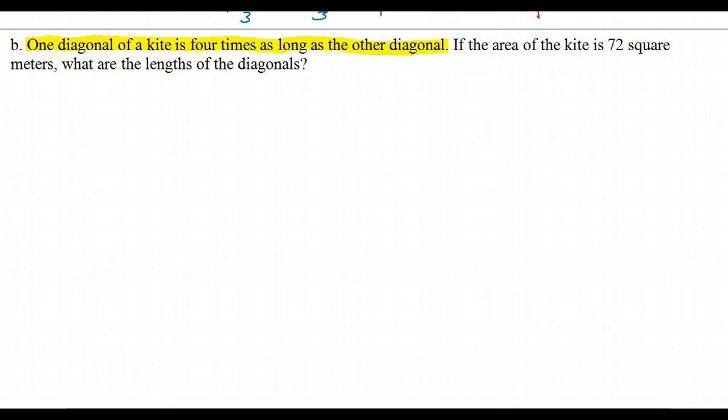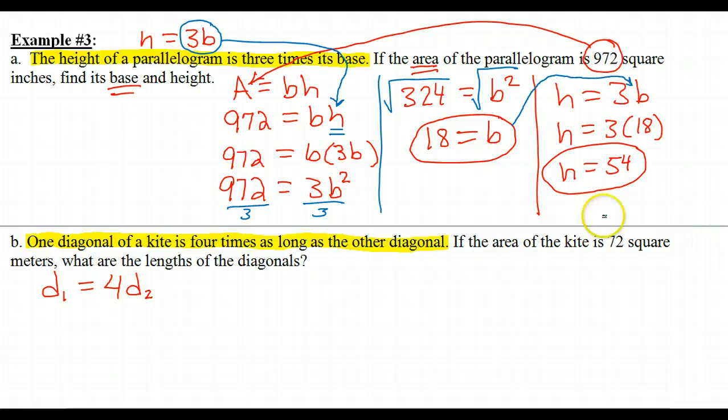when I hear that, here's the equation that comes to my mind from that. One diagonal, so diagonal 1 is 4 times as long as the other, so that should equal 4 times the other, so 4 times diagonal 2. So that's the little equation that comes to my mind from that. Okay, in the same way that the h equals 3b came from this first sentence here.